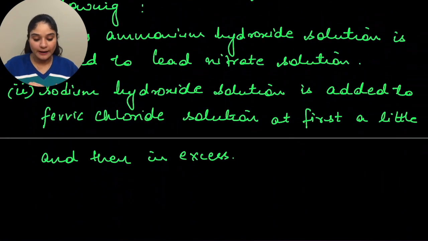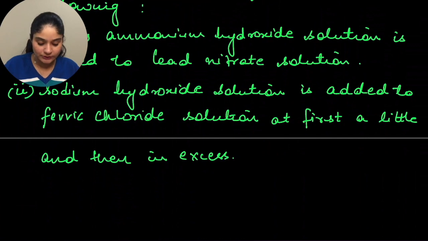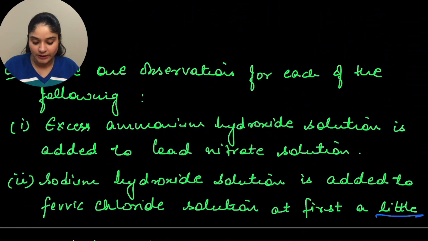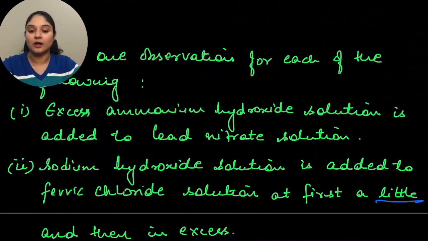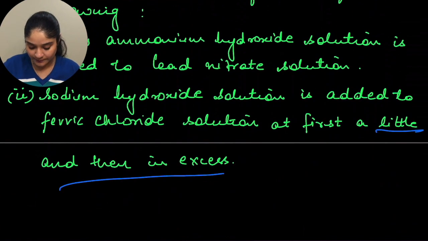Next is sodium hydroxide solution is added to ferric chloride solution, at first a little and then in excess. And you're supposed to give one observation. So your one observation will be reddish brown precipitate which is insoluble in excess of sodium hydroxide solution. I do have the chart open with me here so that we can go a bit quicker with the questions.